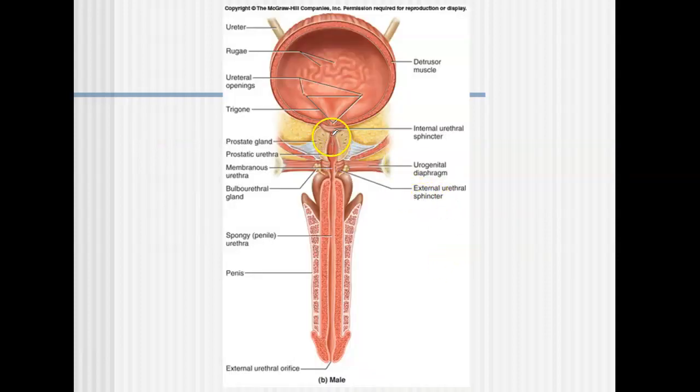So prostatic urethra, region of the prostate. And here we have penile urethra. And so the membranous urethra is here, and then the rest is penile urethra.